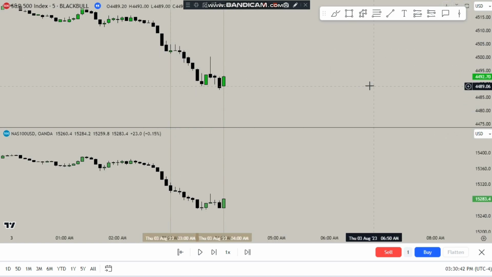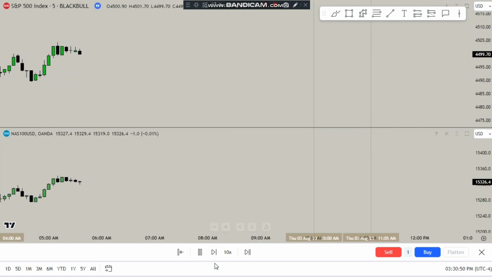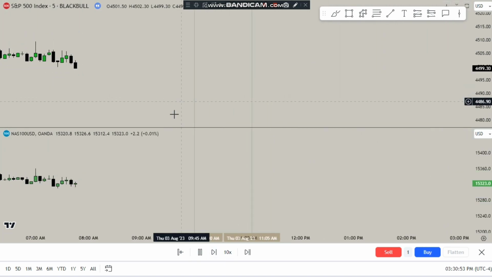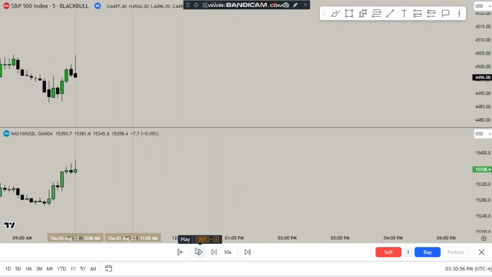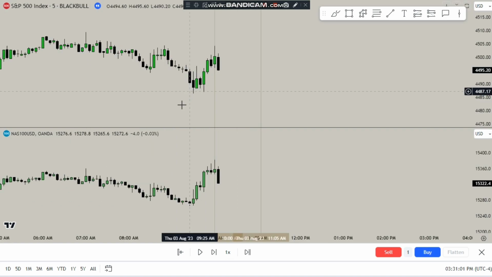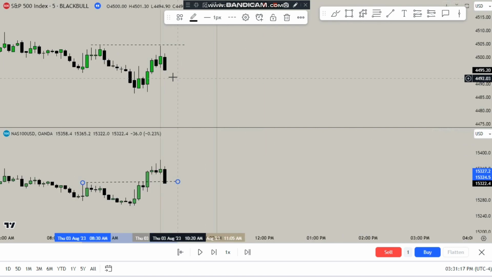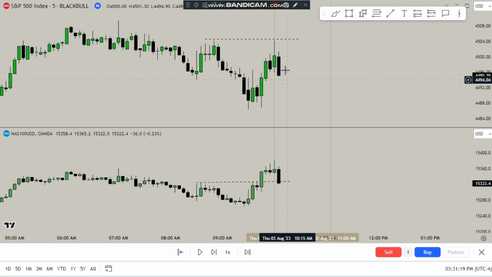Now I will forward it to 10 a.m. and let's see if we get any trade at 10 to 11 a.m. Let's see. Okay, so I will slow it down. You can see that there is bearish divergence between the Nasdaq and the S&P. Okay, you see that one pair swept this high and the other didn't. Okay, now if I get any fair value gap, I will short it. So let's see what happens.